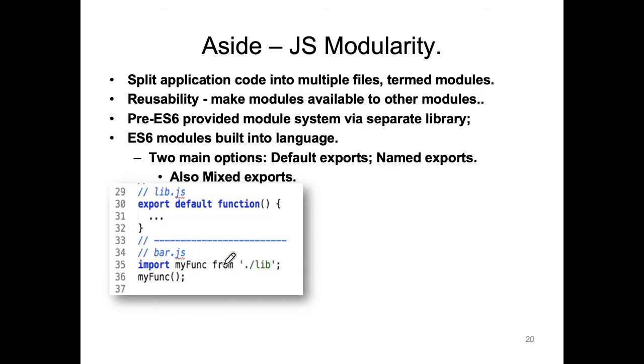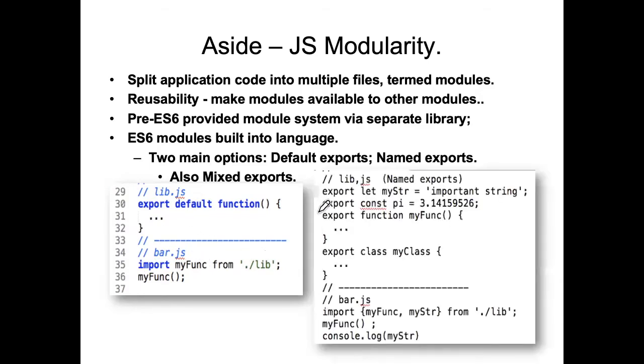And then there's the keyword from, and then you have the path name of the JavaScript file that contains the thing that you're importing. So it looks like here I'm importing the function. I've decided to call it myfunc, and I'm just invoking myfunc then. That's the default export idea in JavaScript.